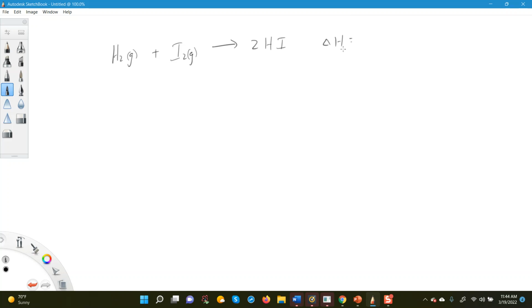Okay, so delta H for this is equal to plus 52.96 kilojoules, all right? Now, as I said before, let me write down the other equation. HI gas to give half H2 gas plus half I2 gas. And delta H for this is what the question is asking for, all right?